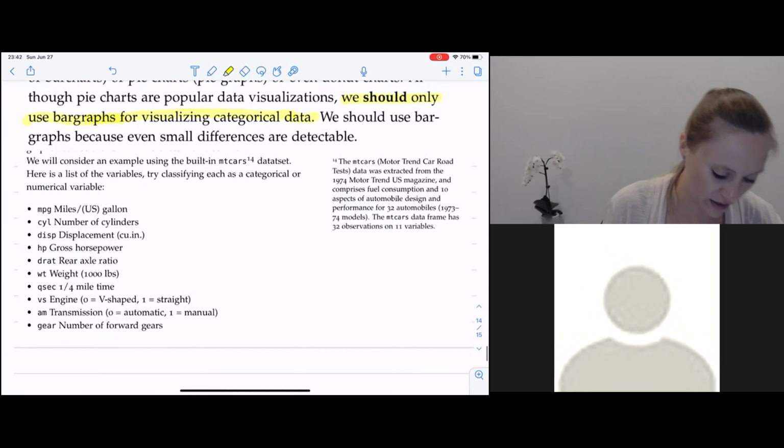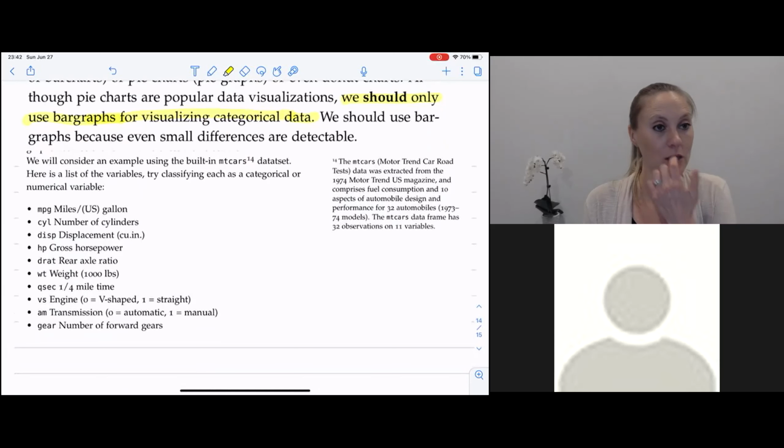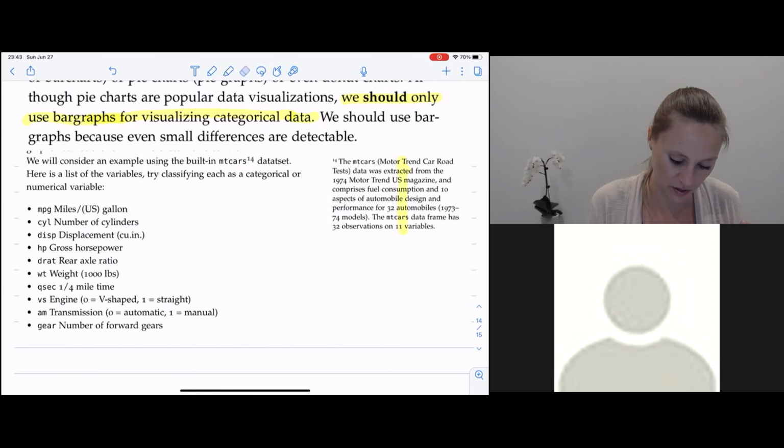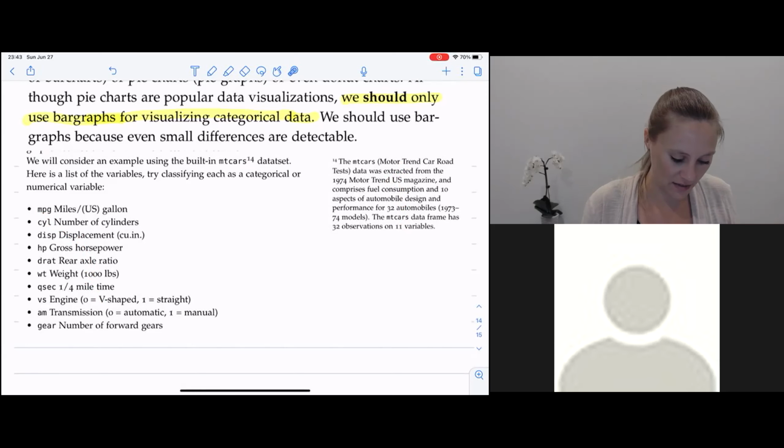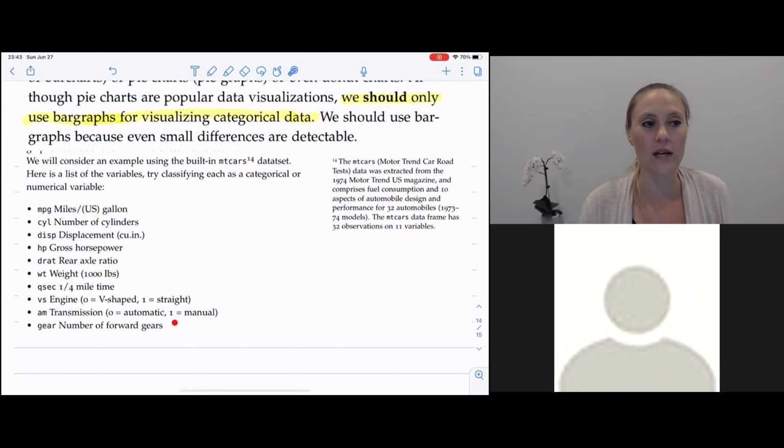Okay, so we're going to look at an example that uses the mtcars data set, and it has a little description here on the side, but it's just cars data. And so we've got the miles per gallon, the number of cylinders, the displacement, who knows what that is, the gross horsepower, the rear axle ratio, the weight, the quarter mile time, the engine. It can either be V-shaped or straight, who knows, whatever. The transmission, 0 is automatic, 1 is a manual.